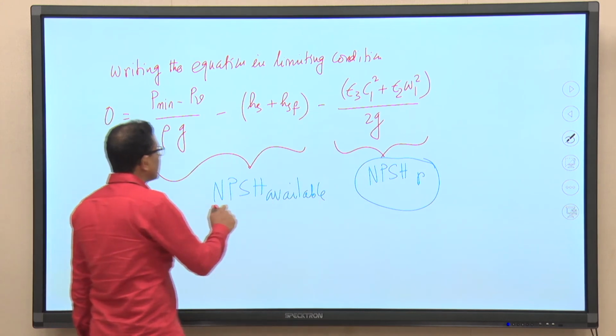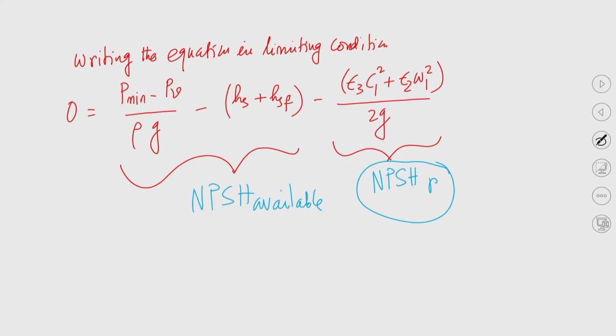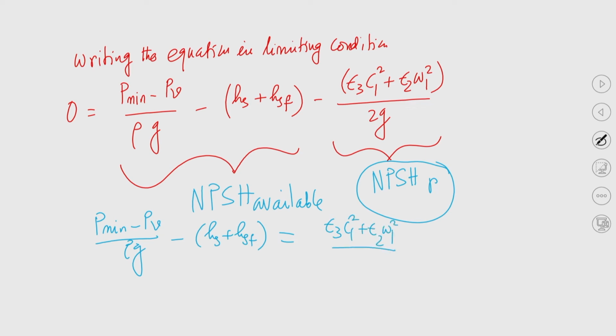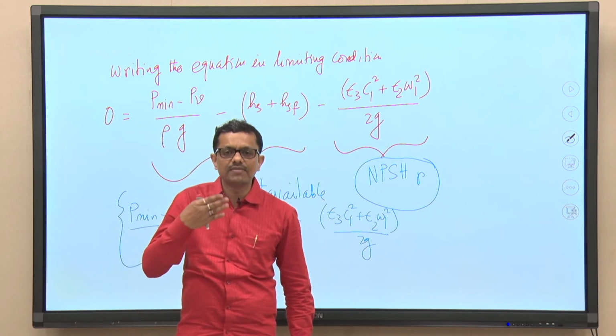If NPSH available is equal to NPSH required, that means P minimum minus P v by rho g minus H s plus H s f equals epsilon 3 into C 1 square plus epsilon 2 into W 1 square by 2 g, right. When these quantities are equal to each other, that is, when NPSH available is equal to NPSH required, probably that is the onset of cavitation. So, that is a warning.